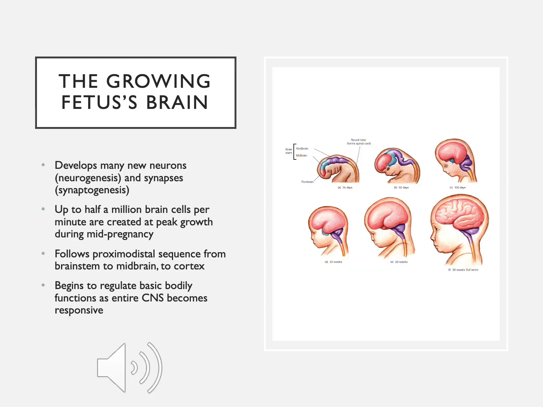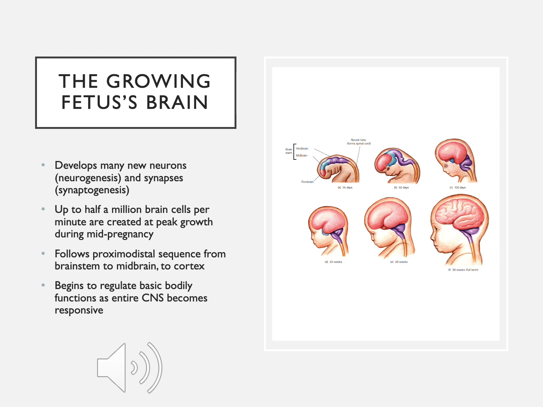We see that during the fetal period, this is when the majority of the functions of the brain are starting to occur. This is when neurogenesis, so different neurons within the brain, are starting to be formed, and then synaptogenesis is when different neural connections are happening between one another. We also see the formation of the brain follows a proximal distal sequence.